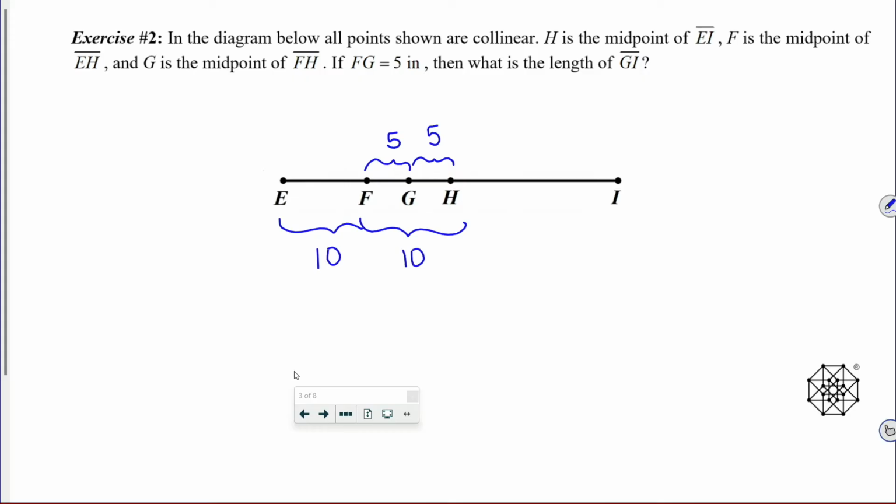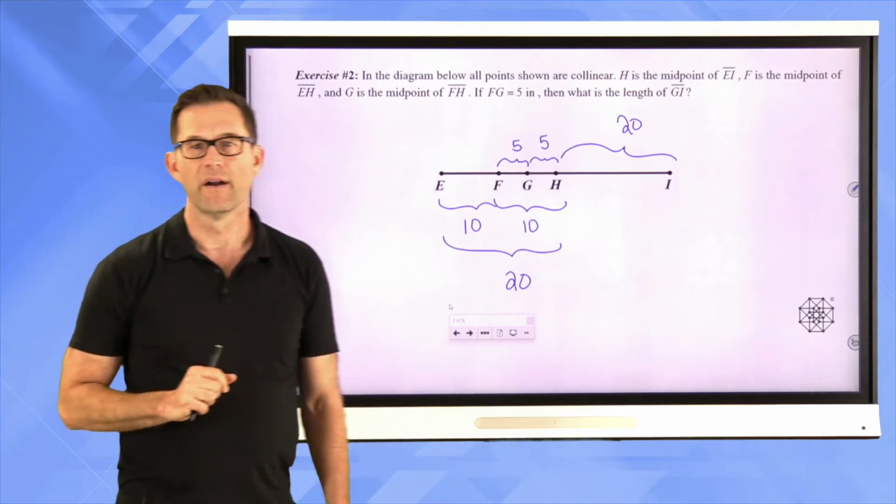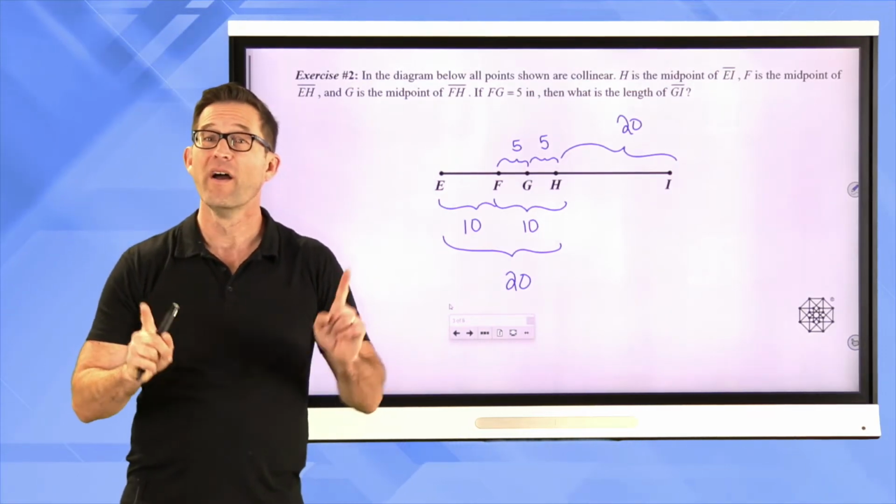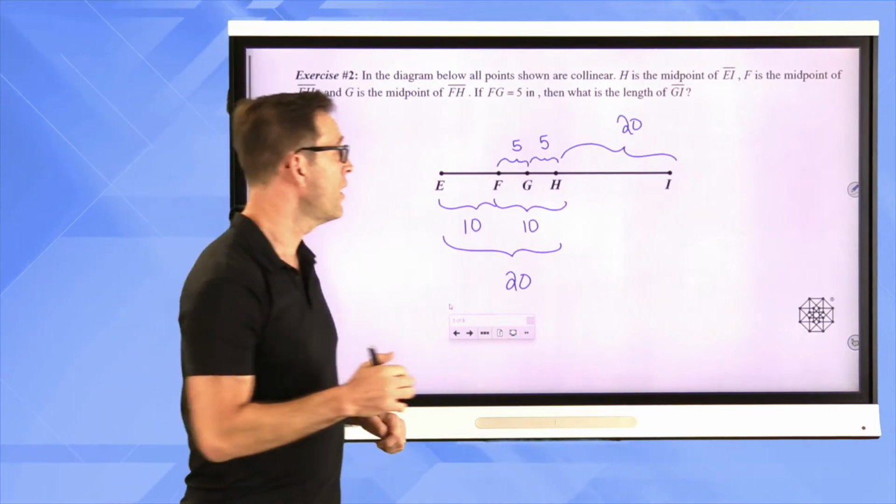All right, but we also know that H is the midpoint of EI, and so if all of this is 20, then this is also 20. All right, so I can kind of just build my way up. Now, we have to be very careful though in giving the length of the segment they want, right?